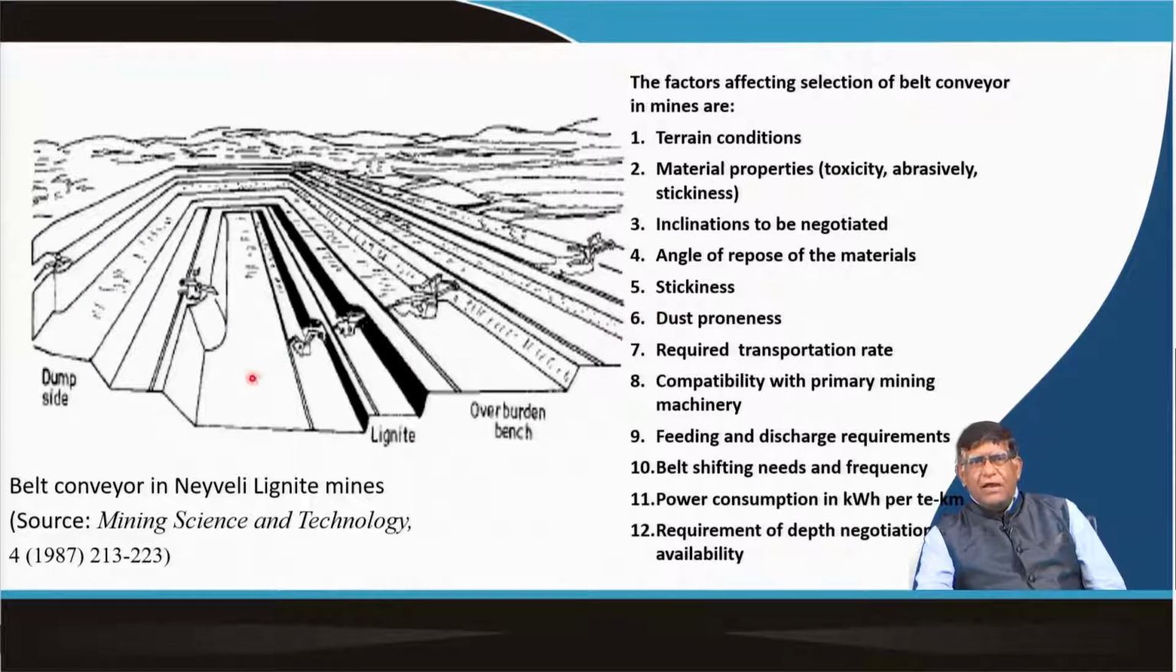You can see Neyveli Lignite Corporation's mine, where a number of bucket wheel excavators are loading this conveyor belt, and this conveyor belt goes all along up to the surface. So, that means there is a dump site and a mining site, mining advances in these directions, and this conveyor belt is taking the material to the dump yard from different levels. So, this is a marvelous thing.